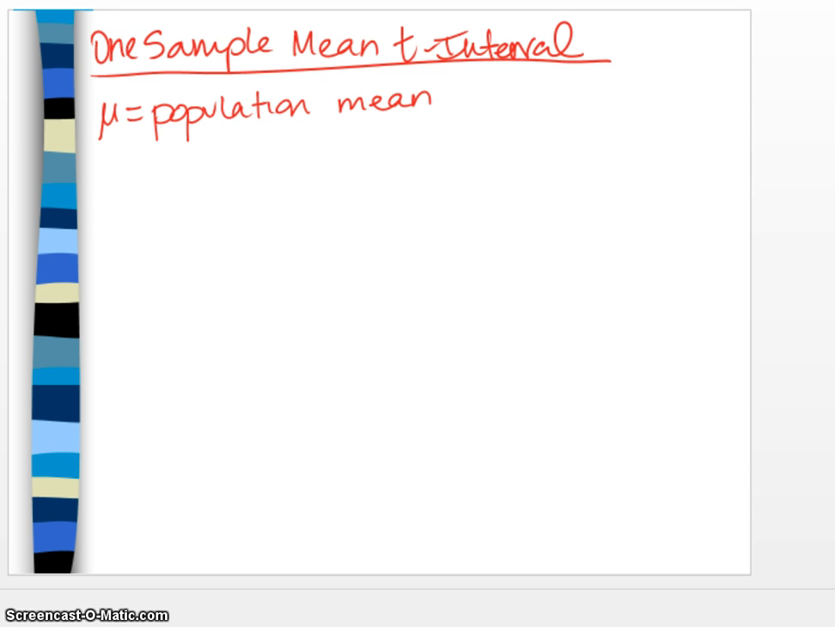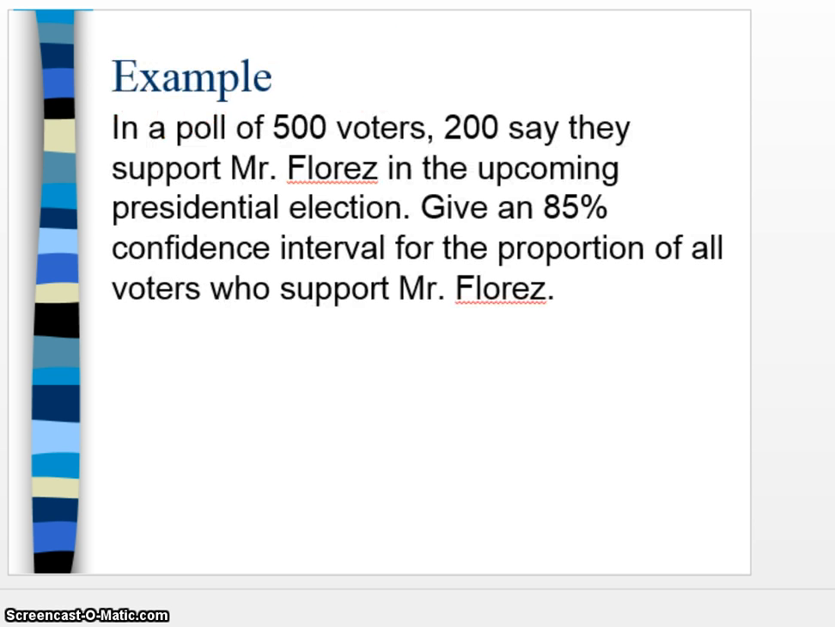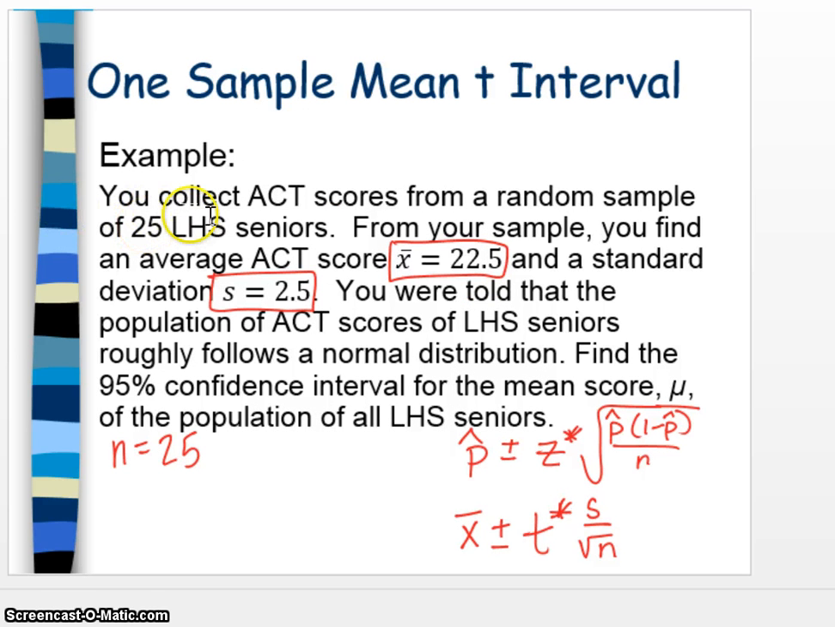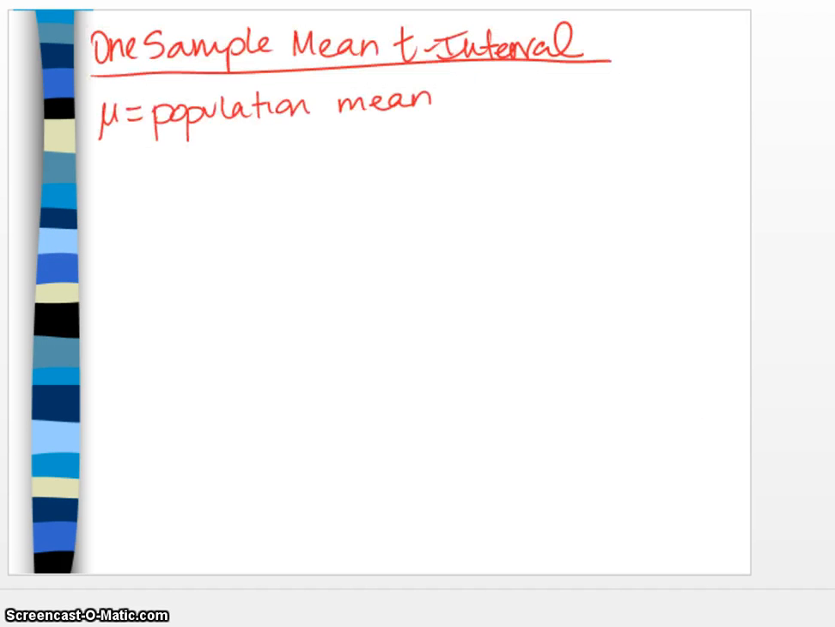So if we go back to the question here, oh, wrong one. Population mean score of the ACT of all LHS seniors. So you can go ahead and write that into your own words. So population mean ACT score of all LHS seniors.